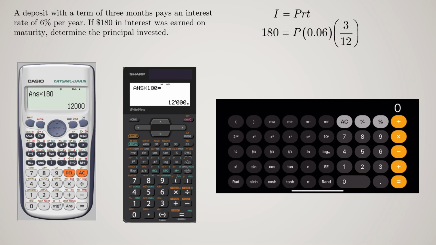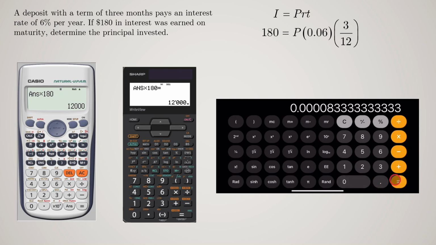Now with the iPhone or single-line display calculator, well, this one doesn't have the answer key, so we have to use the reciprocal approach if we want to do it in one step. So here we could go 0.06 times 3 divided by 12 to get that result. And we'll first do the dividing the wrong way approach. So we'd like to do 180 divided by this. So let's do this divided by 180. See what that works out to.